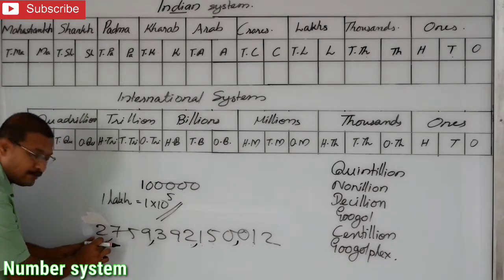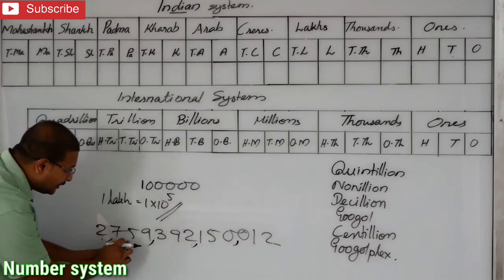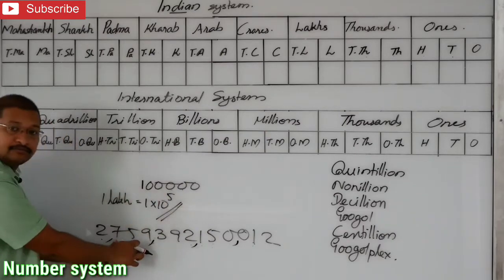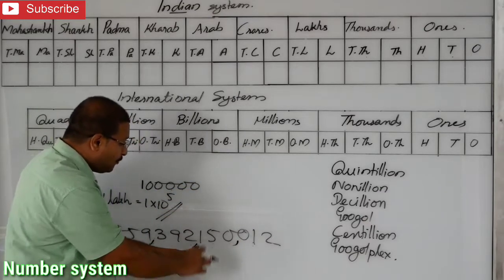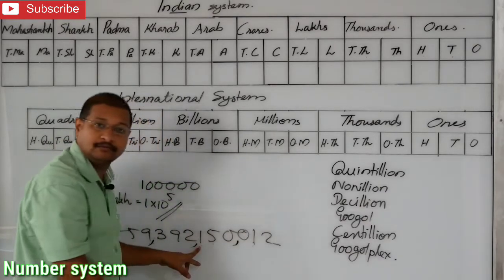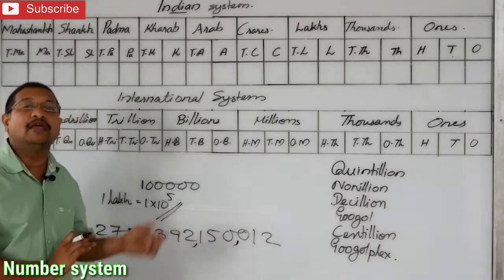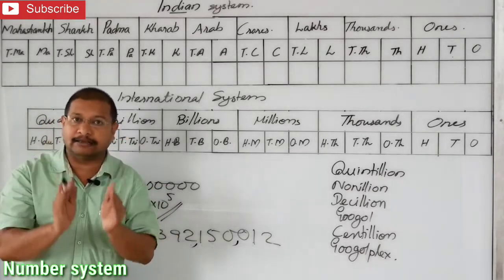2 trillion, 759 billion, 392 million, 150,000, 12. This way we have to read in the case of international system.